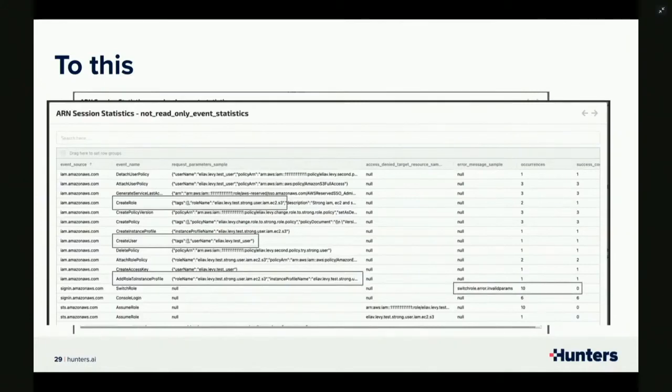Otherwise, he called switch role in the portal 10 times and failed all of those times because of invalid parameters, and also tried assuming a role, but also got an IAM access failure. He tried assuming this specific role. All of these are extracted from different fields. So very quickly, I can get an understanding of what happened, and this saves a lot of time for a person investigating AWS incidents.